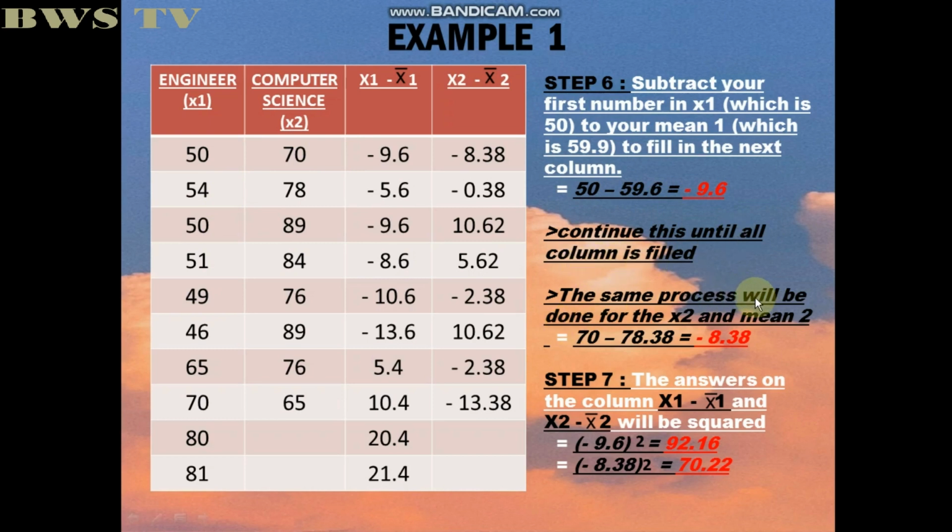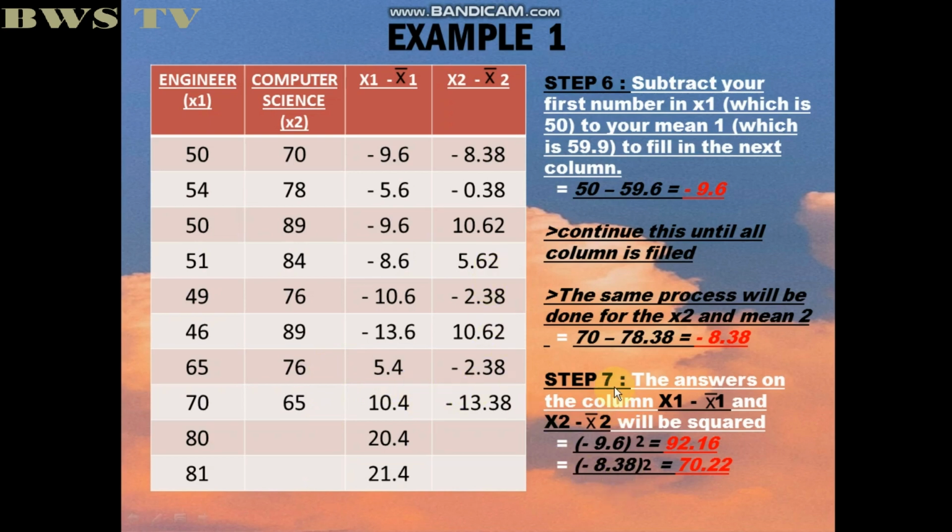The same process will be done for x2 and mean 2. Same thing here: you subtract your mean 2 from each number. So 70 minus 78.38 is equal to negative 8.38. You continue that until you reach 65.